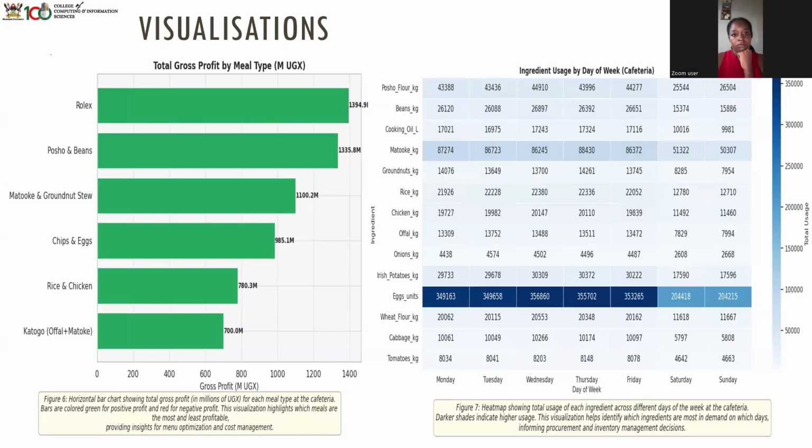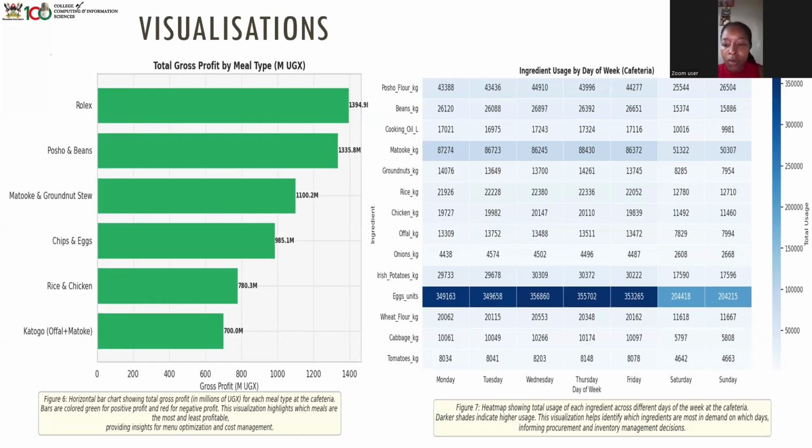Now here we have a horizontal bar graph showing total gross profit by meal type. We can see that Rolex generates the highest revenue because it has the longest horizontal bar, and Katogo generates the least revenue because it has the shortest horizontal bar. And the longer the bar, the higher the money, or the higher the revenue.